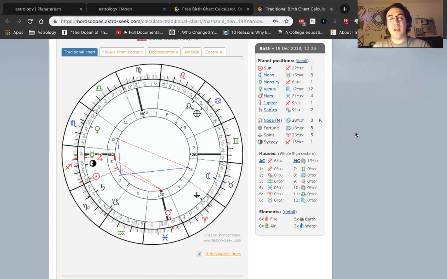We need to see preferably at least three things pointing to that same thing. So let's say it's a career thing. We need to see at least three things pointing toward that same kind of career. And that's what confluence is, right?